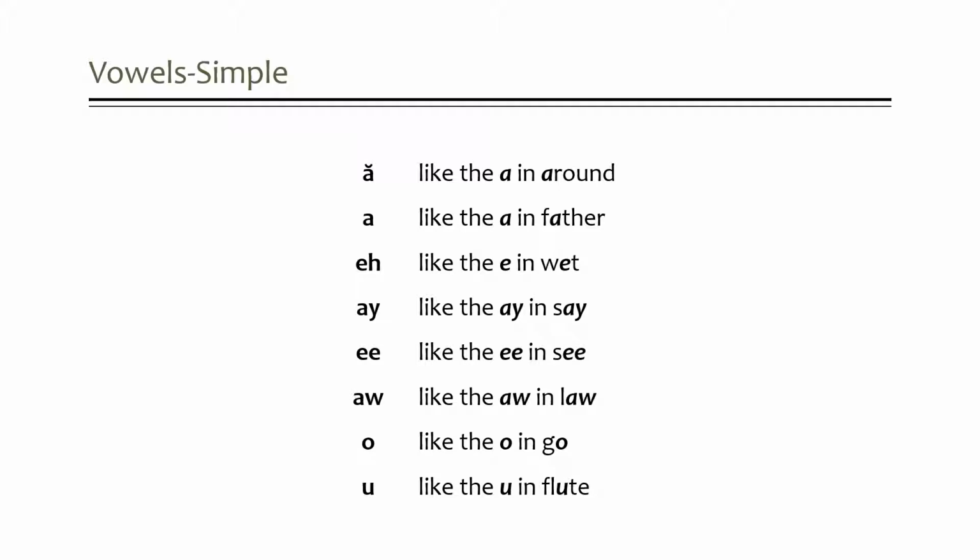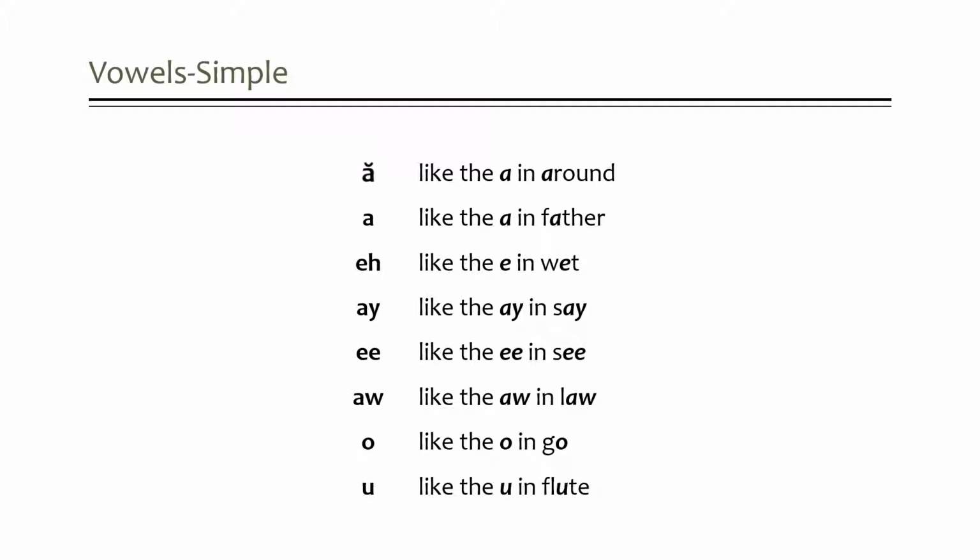We'll call these our simple vowels. They all make sounds just like the vowel sounds we use in English. Now on the left of this list, this is how I'll use Roman letters to represent the sound. And on the right is an example of an English word that contains that vowel sound. So we're going to move through them pretty quickly.